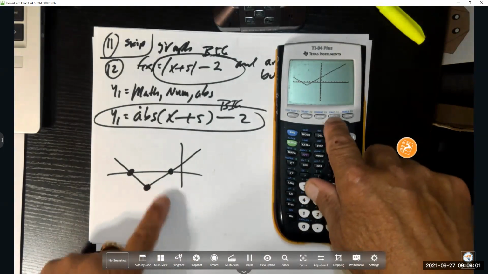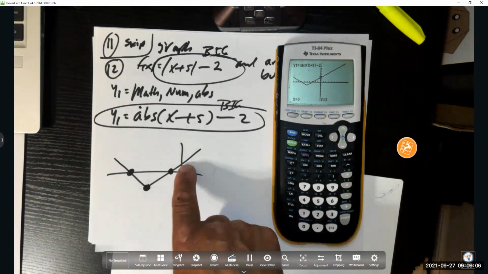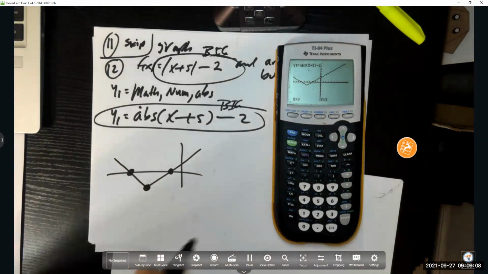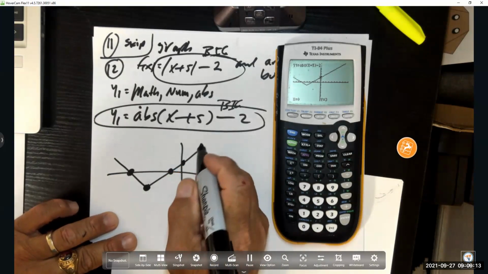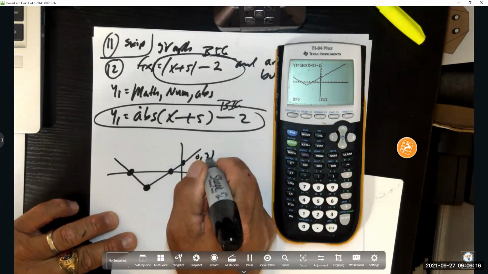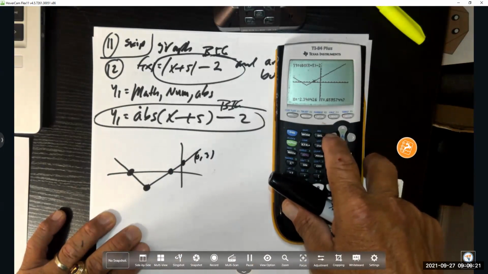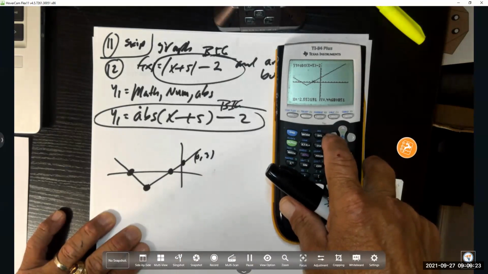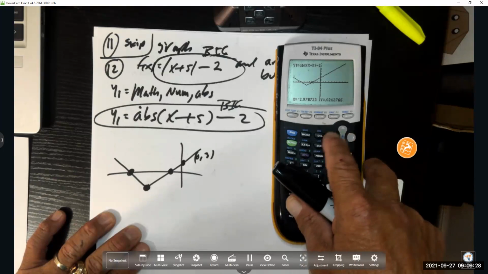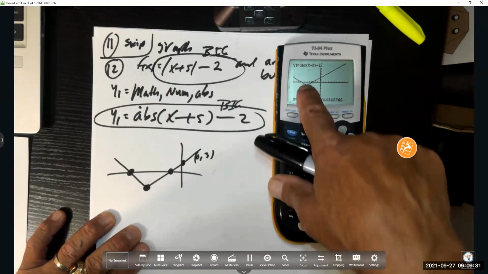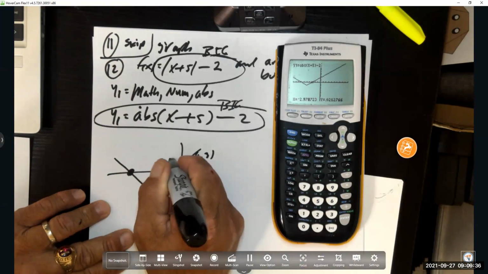Trace, T-R-A-C-E. See my finger right here? Hit that key. Trace. It's going to give you a number. This dot right here is 0 and 3. That's fine. I don't need it. The next dot to the left is -3, so this one here is -3 and 0.